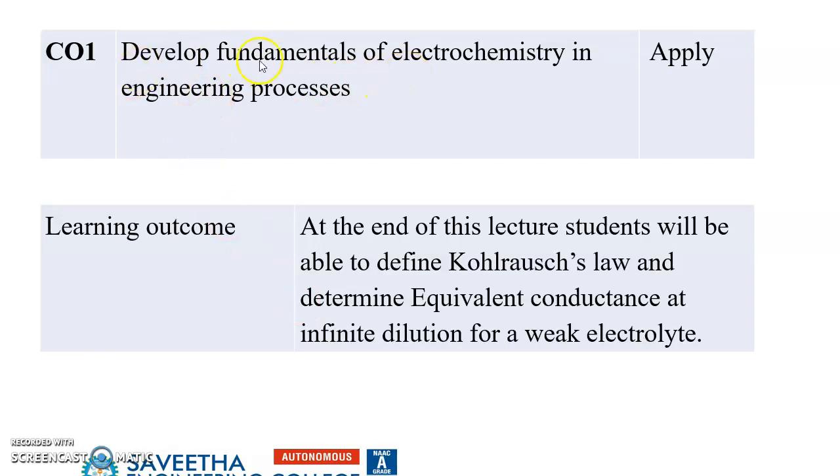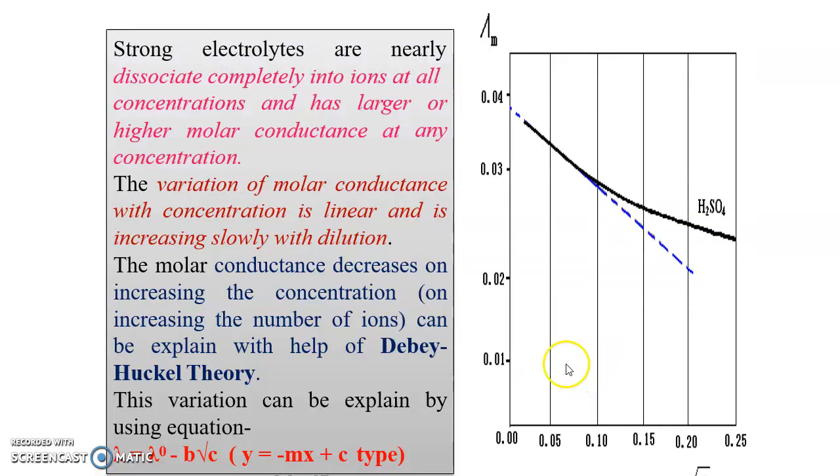The course outcome for this is to develop fundamentals of electrochemistry in engineering processes, and the Bloom's taxonomy level is applied. The learning outcome would be that at the end of this lecture, you will be able to define what Kohlrausch's law is and also determine equivalent conductance at infinite dilution, especially for a weak electrolyte.